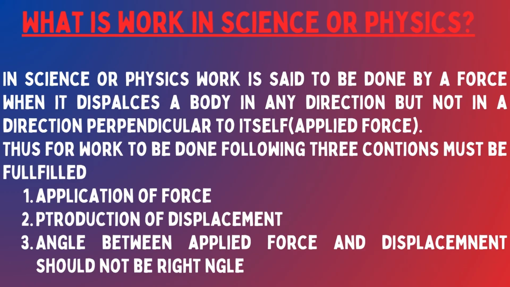First condition is application of force. That means force should be applied. Second, production of displacement. On the application of force, displacement should be produced. And third, the angle between the applied force and the displacement should not be 90 degrees. If all three conditions are fulfilled, work is said to be done. If all three conditions are not fulfilled, then work is not said to be done in science.